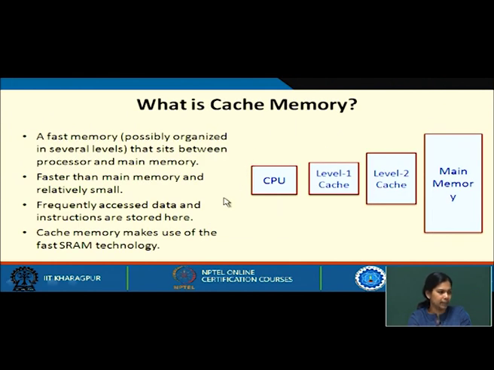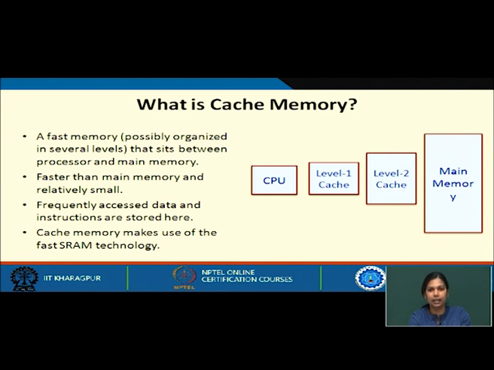So, very briefly, what is cache memory? It is a fast memory that sits between your CPU and main memory, and we can have many levels of cache memory. And why is cache memory in place? We will see this is because of two properties of computer programs, called locality of reference. One is temporal locality of reference, the other is spatial locality of reference.